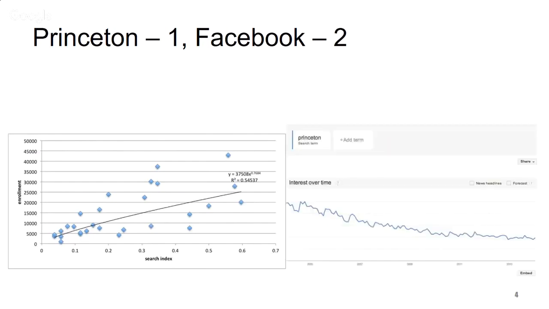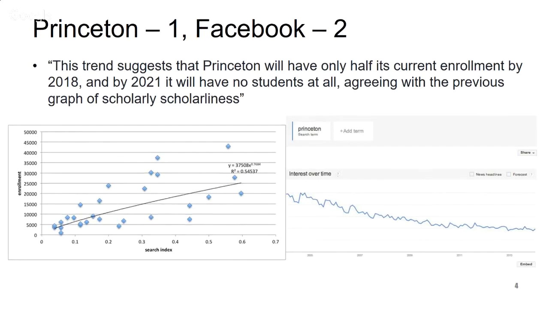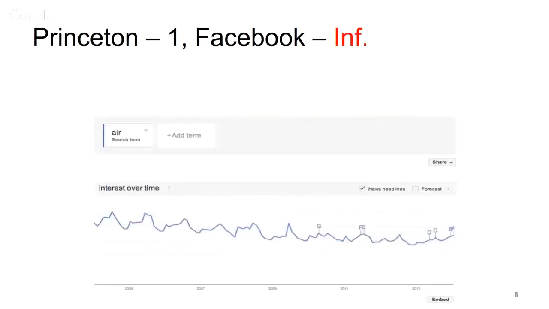And then they showed that Google Trend queries for Princeton were on a downward trend, which probably meant that Princeton would only have half of its current enrollment by 2018. And by 2021, it would have no students at all, agreeing with the previous graph of scholarliness, right? And they ended the post with pretty much a slam dunk, where they plotted the Google Trend queries for the word air. And they found that the search trends for the word air was also on a downward spiral.